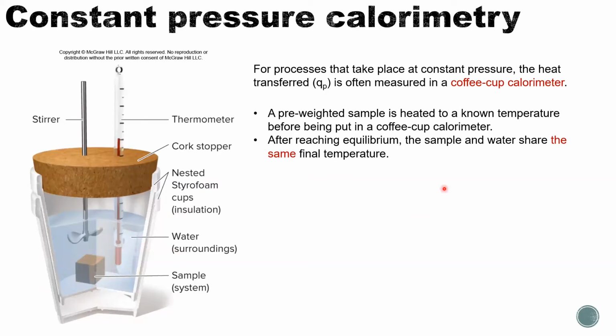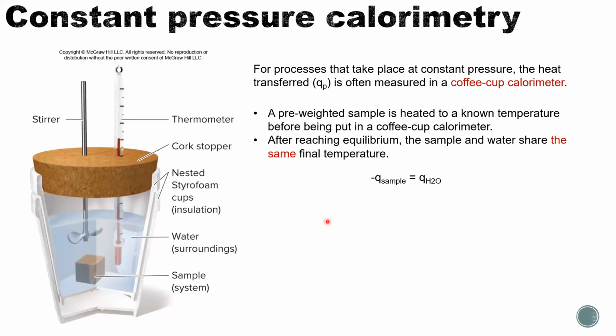Remember, we define Q as positive and negative based on different definitions here. So in order to make the two values equal, we need to put a negative on the Q of the sample. So negative Q sample equals Q water. We are comparing two definitions of the system. When we say Q sample, we define the sample as the system. When we say Q water, we define the water as the system. So that's why we need to put the negative here.